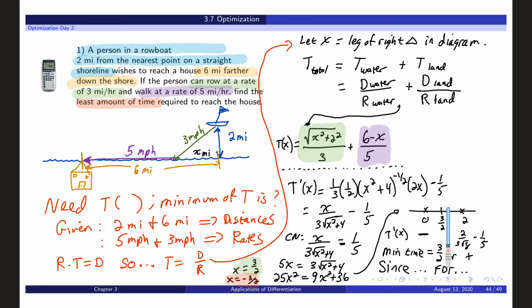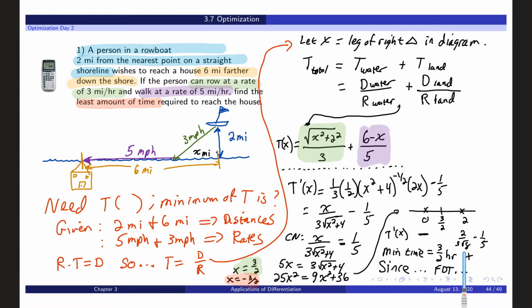3/2 is here. I tried 0 and 2, plugged it into the derivative. I got negative and positive. I showed a little bit of work here. Because the function goes from decreasing to increasing, I know that I have a minimum. Once I find out the input for the minimum, I go back and look at the question. Find the least amount of time.